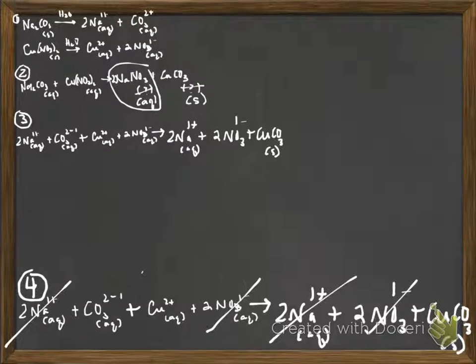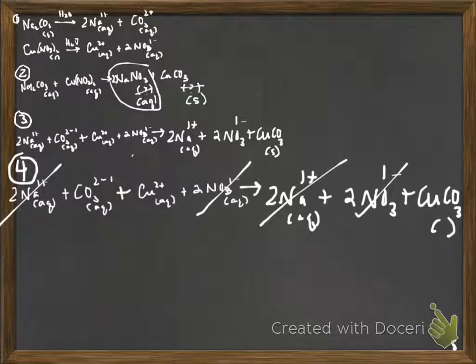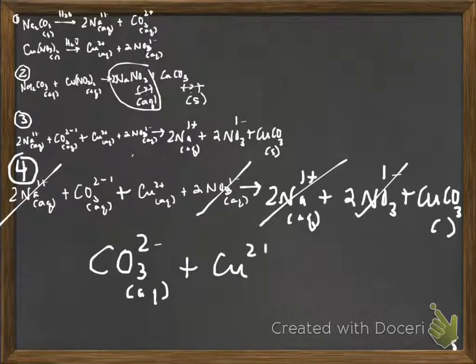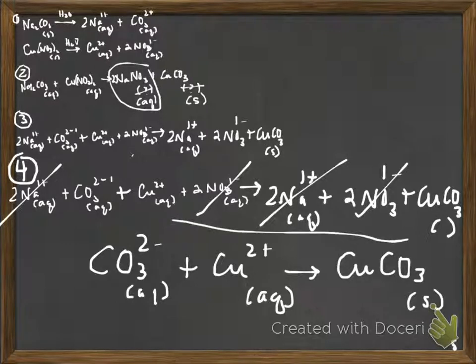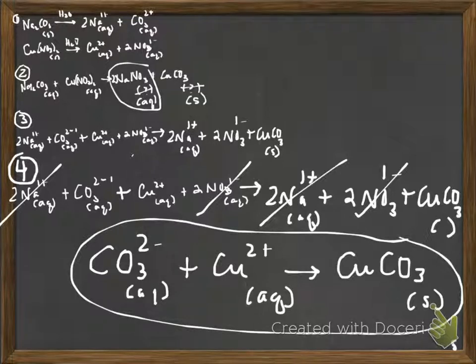What we're left with as our final step after we've crossed out our spectators is what's called the Net Ionic Equation, and that shows only the things that actually participated, and it looks like this. That is a Net Ionic Equation. Okay, not all that hard.